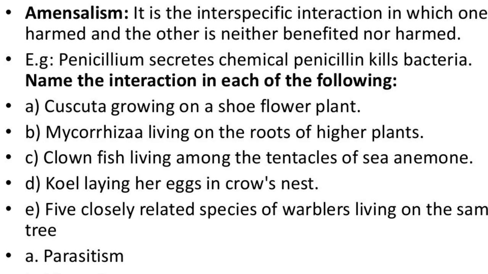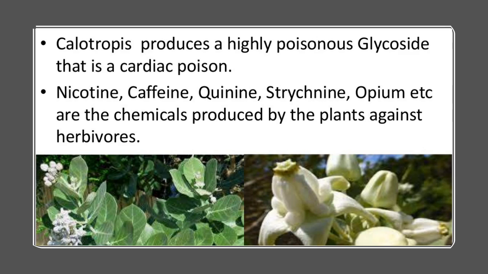Name the interaction in each of the following: Cuscuta growing on a shoe flower plant, mycorrhiza living on the roots of higher plants, clownfish living among the tentacles of sea anemone, quail laying eggs in a crow's nest, five closely related species of warblers living on the same tree. Parasitism.